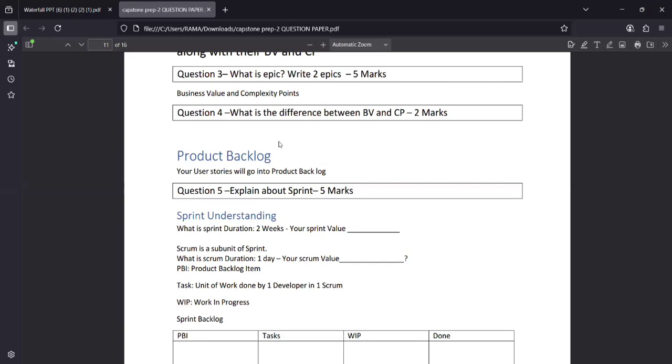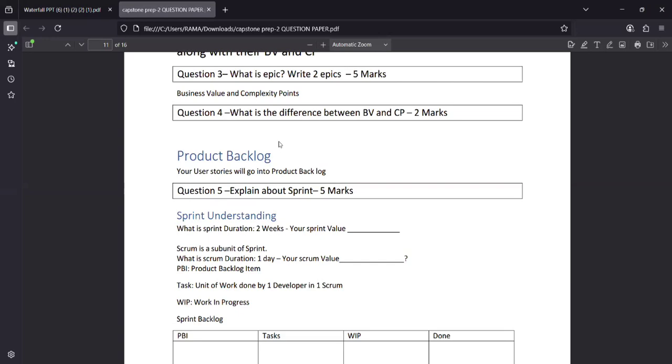So when it comes to complexity point or story point, it is the effort or complexity for the team to implement the feature. We can call it how much effort is required to complete a user story, and it is given by the development team. When it comes to business value, it is decided by the product owner or business stakeholder.